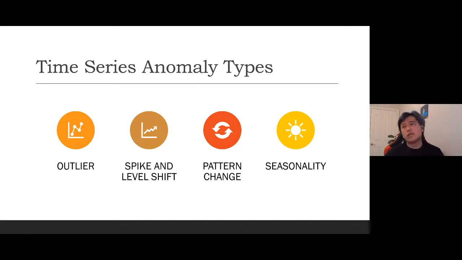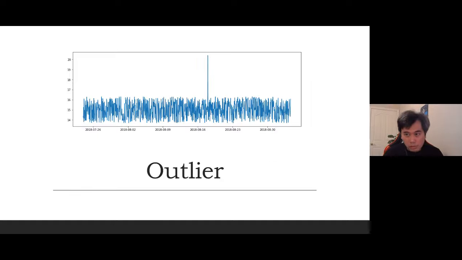So for time series in anomaly detection, there are four different types you'll be able to see. Time series meaning certain date and time, and then the sensor data, or the data you're interested in collecting. You'll see outlier, spike, level shift, pattern change, and seasonality. An outlier would be something like this, right? Through time, you're collecting data, and then suddenly it spikes up. That becomes an outlier.